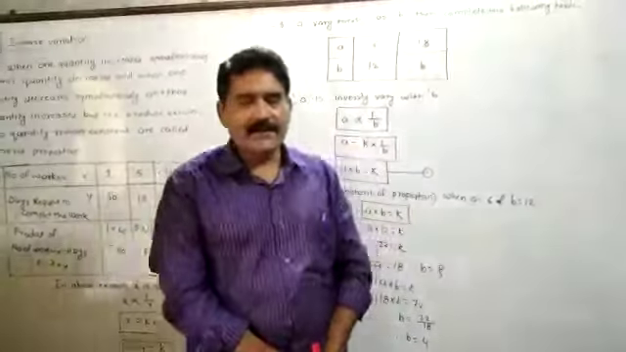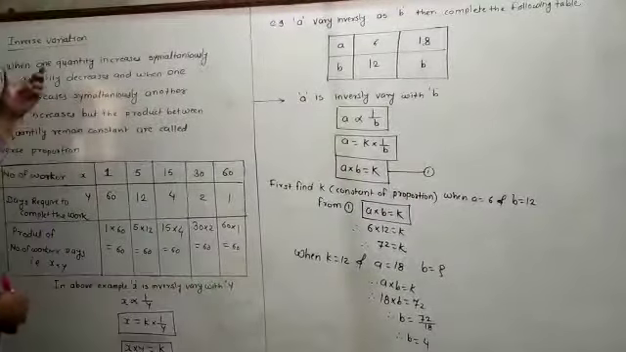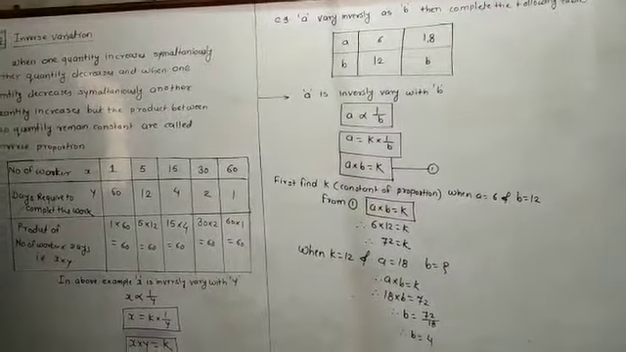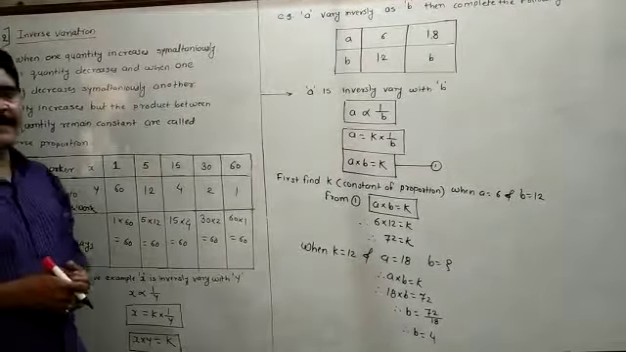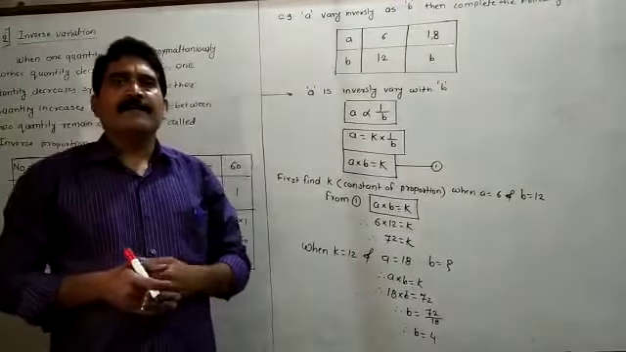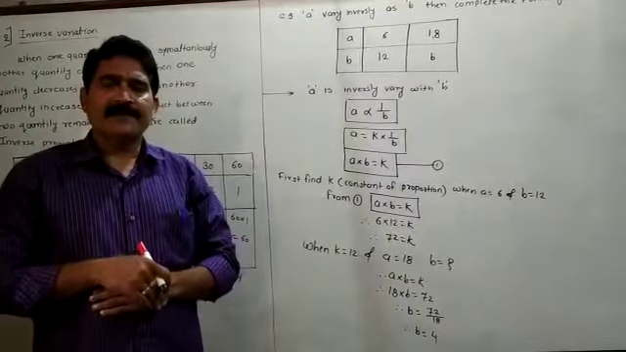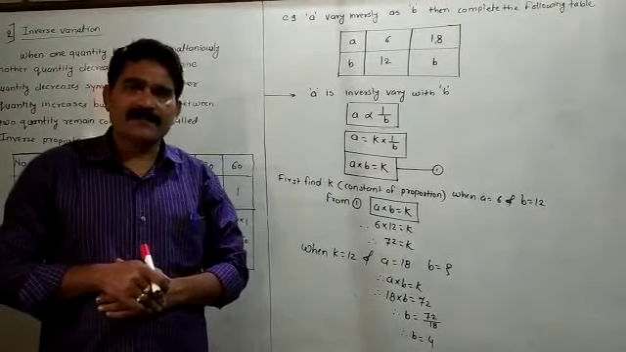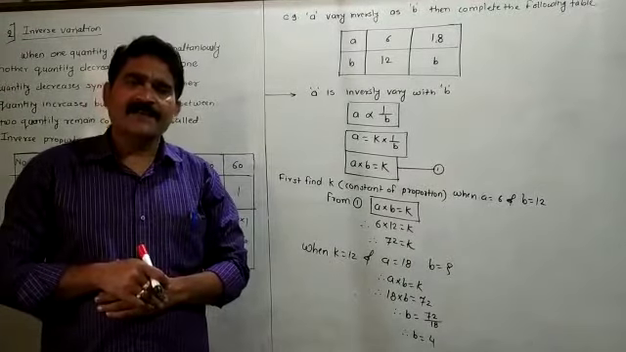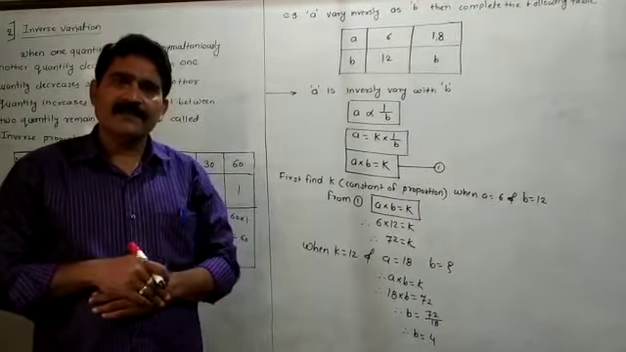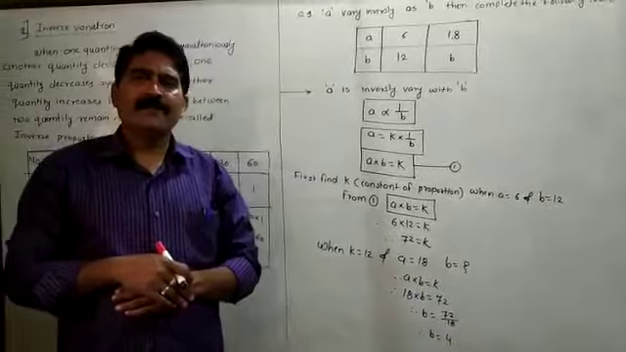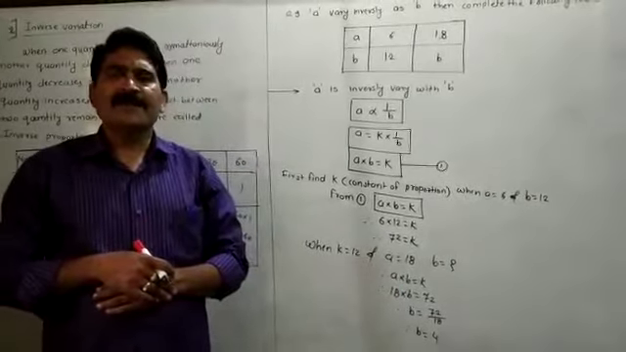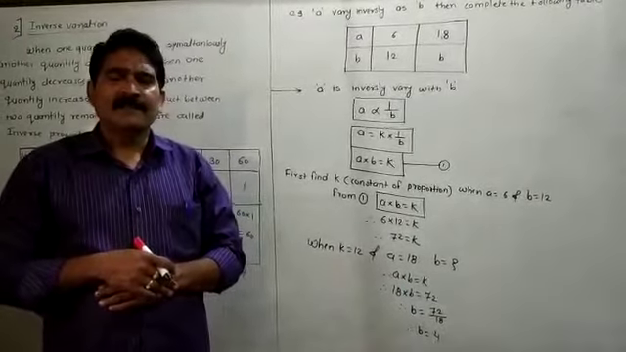We have to start with our new topic, inverse variation. Already we saw direct variation. In direct variation, I gave the definition that when one quantity increases, another quantity also increases, and when one quantity decreases, another quantity also decreases, but the ratio between the two quantities remains constant. It's called direct variation.